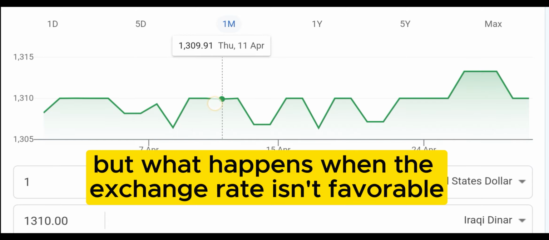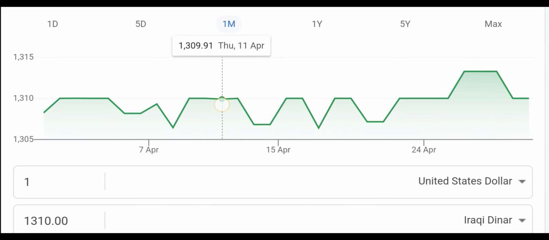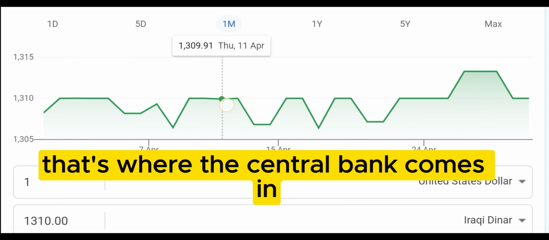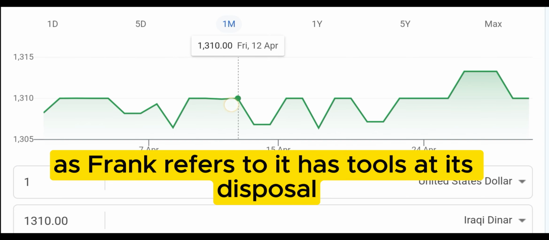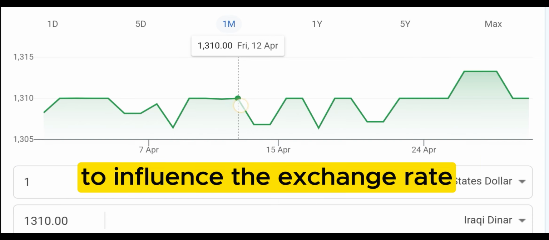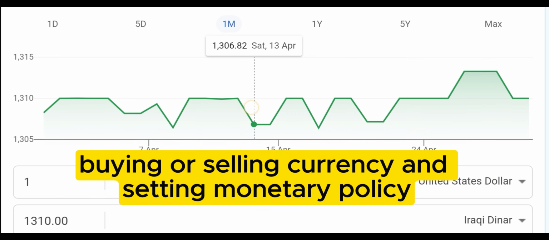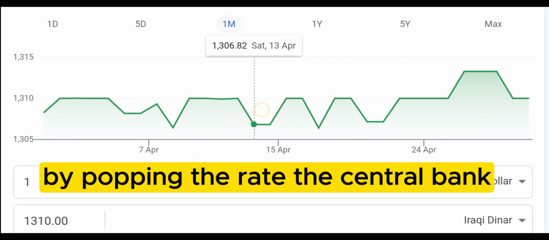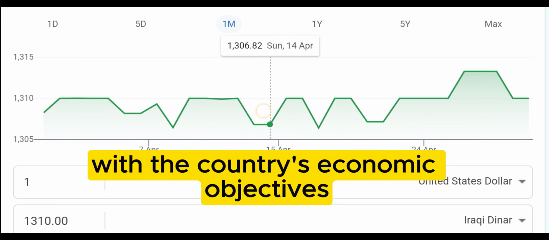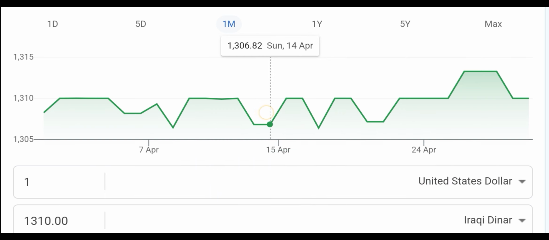But what happens when the exchange rate isn't favorable? That's where the central bank comes in. The central bank, or CBI as Frank refers to it, has tools at its disposal to influence the exchange rate. These include adjusting interest rates, buying or selling currency, and setting monetary policy. By adjusting the rate, the central bank can help align the exchange rate with the country's economic objectives.